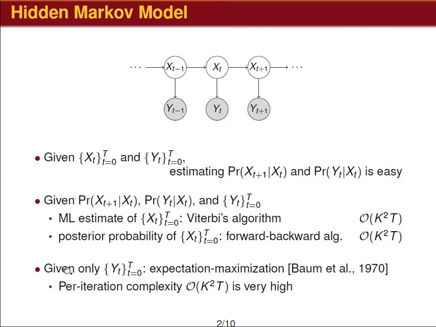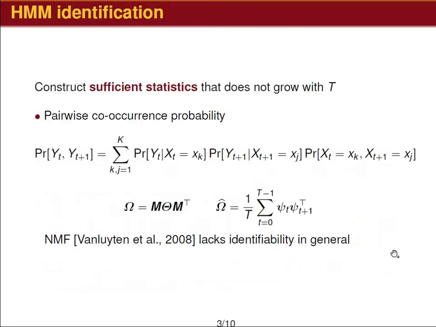Now, the interesting case that we're studying is when we are only given the observations yt. In order to estimate the model parameters, the classical algorithm is expectation maximization, which basically iterates between these two steps. But the inference step is very costly, making this algorithm very slow and not scalable in practice. So quite recently, people have come up with methods to construct sufficient statistics that do not grow with T in order to estimate the model parameters.